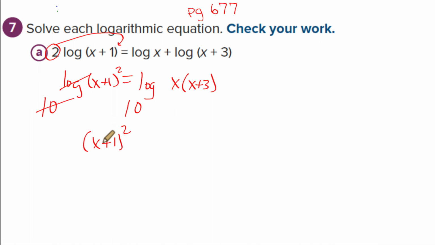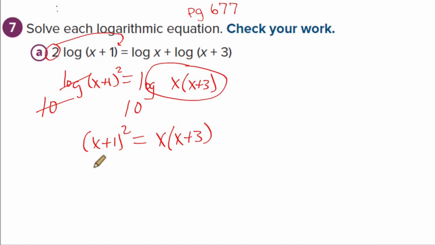And guess what I get? X plus 1 squared. And that's going to all equal... Over here we have the exponent put on 10 to get x times x plus 3. I'm putting that as an exponent on 10, so I'm going to get x times x plus 3. I know that double talk can be confusing sometimes, so just remember this. If you have a log and the base is 10, if you raise 10 to that power, it just gives you the argument. That is what the rule is.